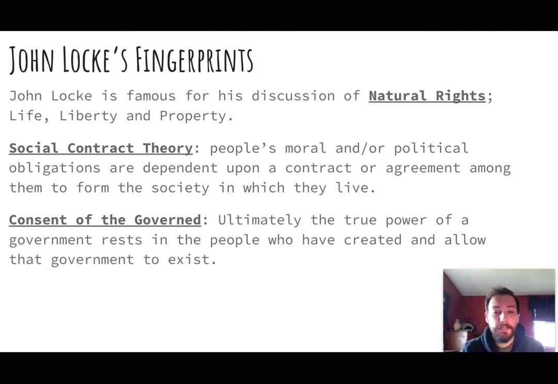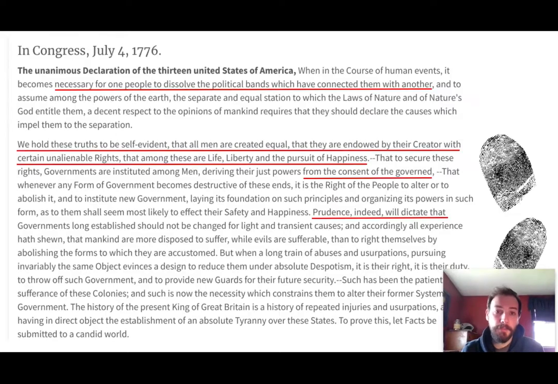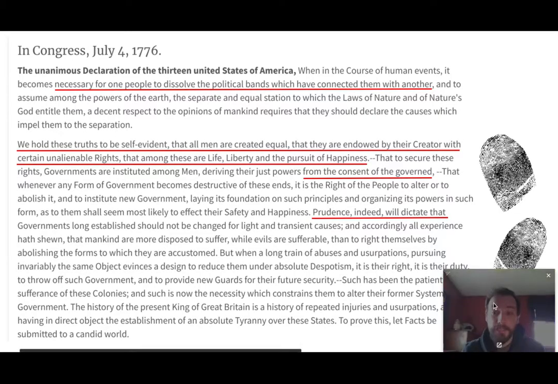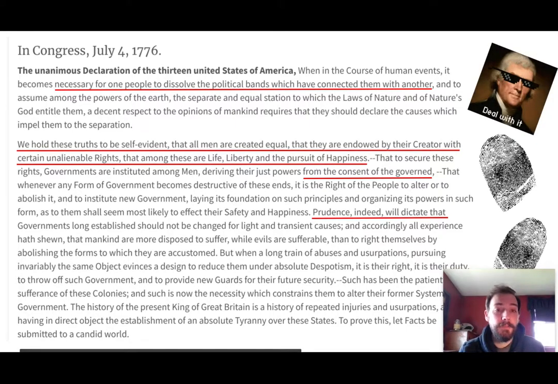And lastly, consent of the governed. That a government does not exist independent of the people. The people are the true ultimate authority when it comes to their government. So without further ado, let's get into some of our Declaration of Independence.